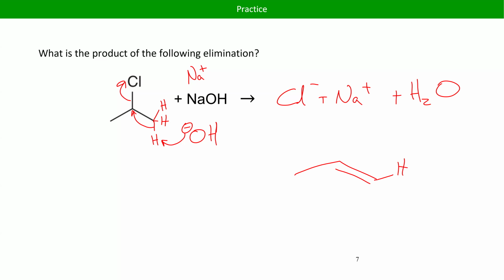So two of the hydrogens are still there. One of them got pulled off by the hydroxide. And the chlorine's gone too. So your net result for an elimination is always pull the halide off and pull a hydrogen off of one of the adjacent carbons, and then make a pi bond.